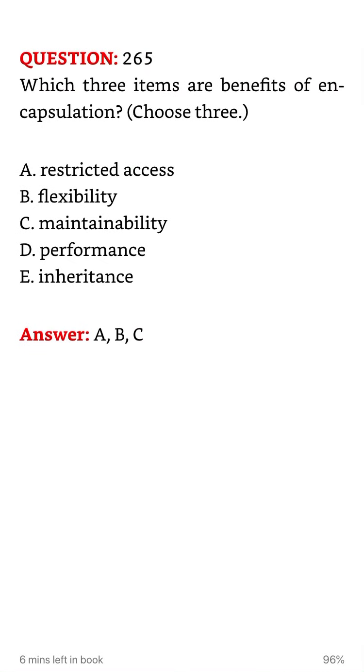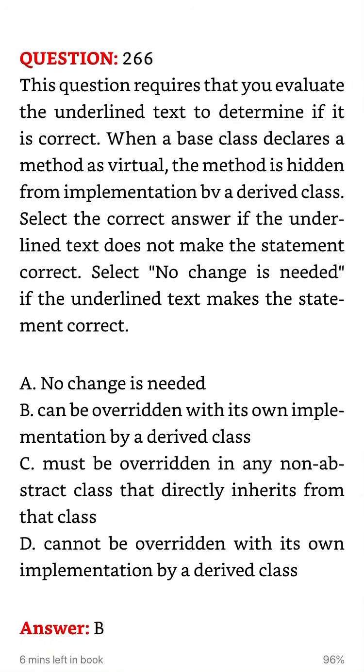Question 265. Which 3 items are benefits of encapsulation? Choose 3. A, B, and C. Restricted access, flexibility, and maintainability. Question 266. This question requires that you evaluate the underlying text to determine if it is correct. When a base class declares a method as virtual, the method is hidden from implementation by a derived class. Answer is B, can be overridden with its own implementation by a derived class.